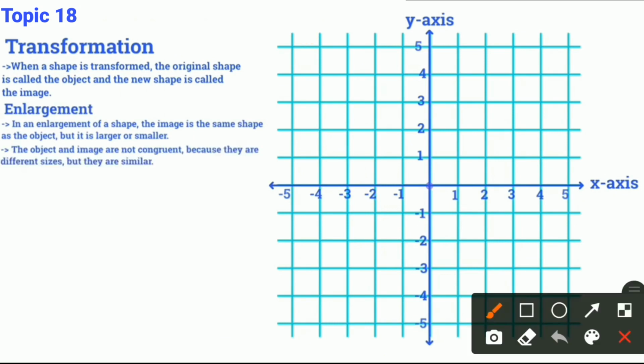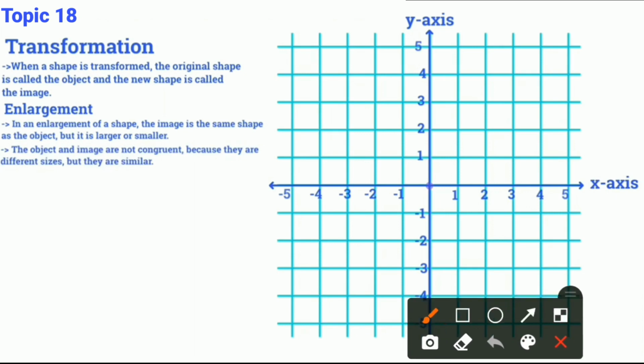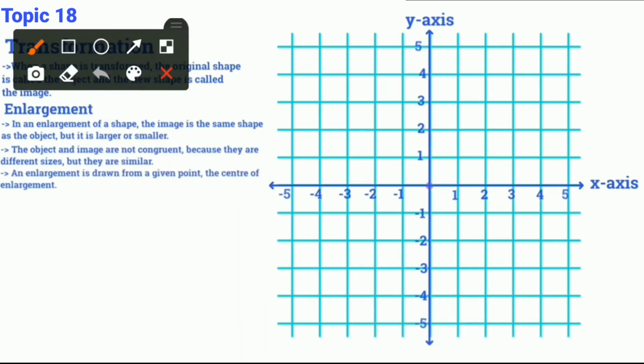Now enlargement has come. In an enlargement of a shape, the image is the same shape as the object, but it is larger or smaller. The object and image are not congruent because they are different sizes, but they are similar. Okay, just see the animation. The animation will do the stuff for you.